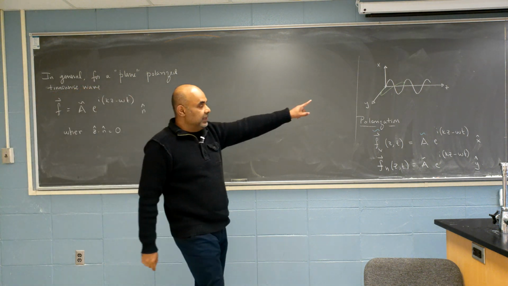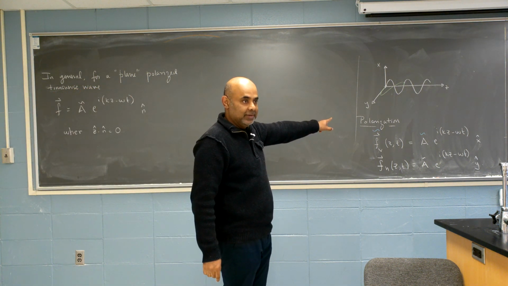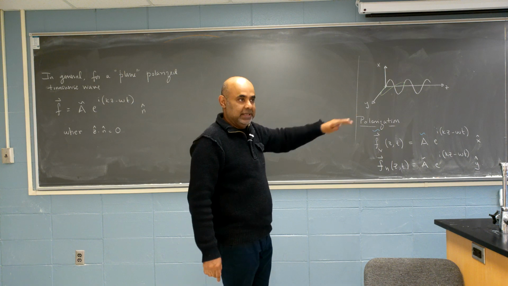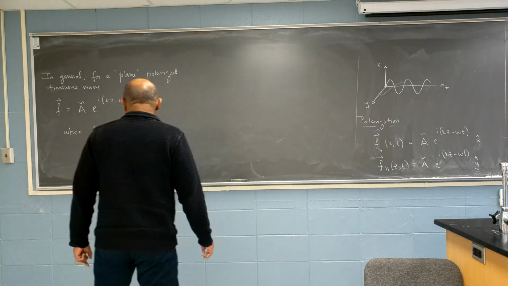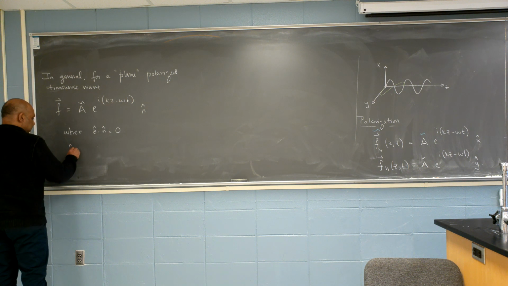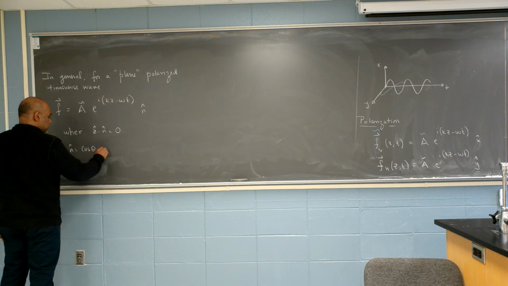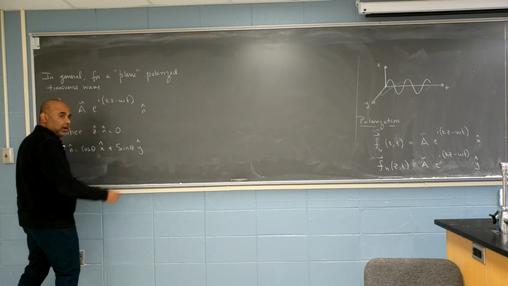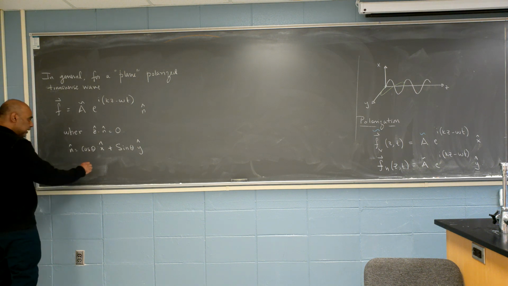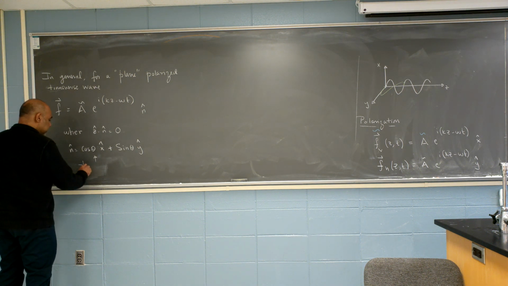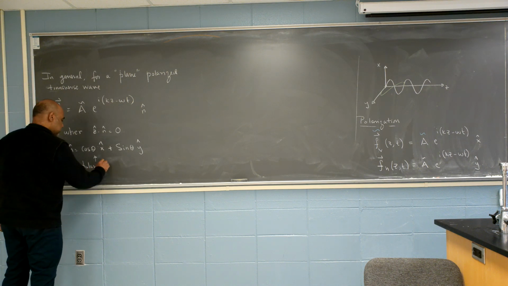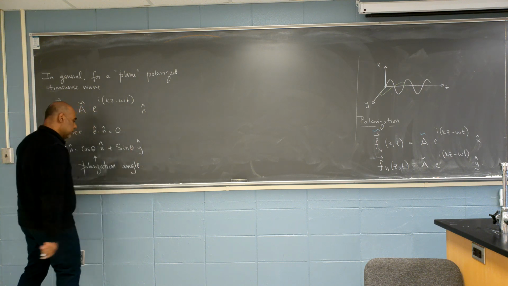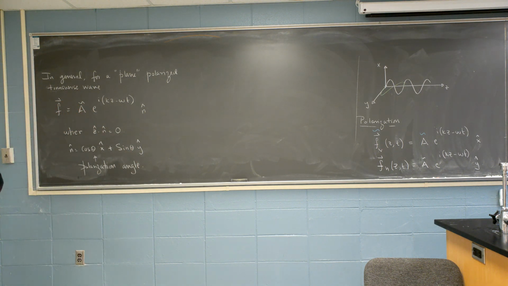Because remember, Z is perpendicular to X and Y. So if it is anywhere in between, it is still perpendicular to the Z axis. So that means N can be written as a unit vector, cosine theta x hat plus sine theta y hat. And this theta is referred to as the polarization angle. And it's easy to control the polarization of an electromagnetic wave.